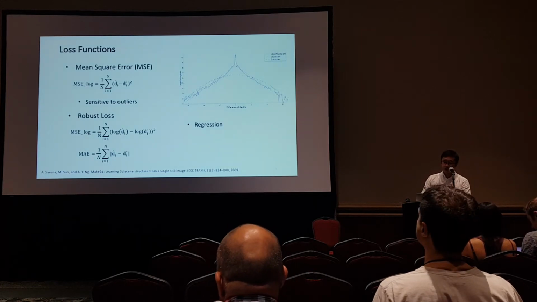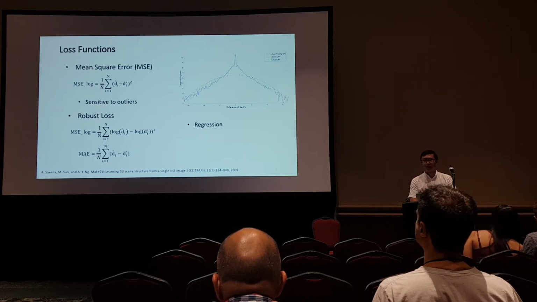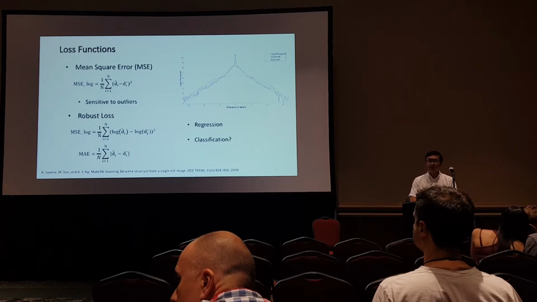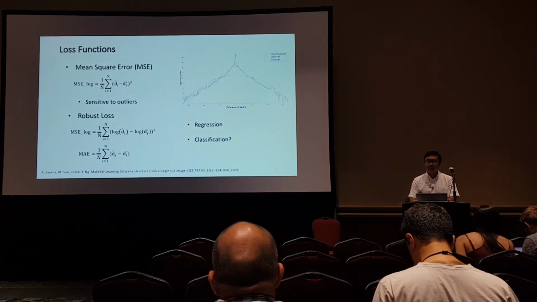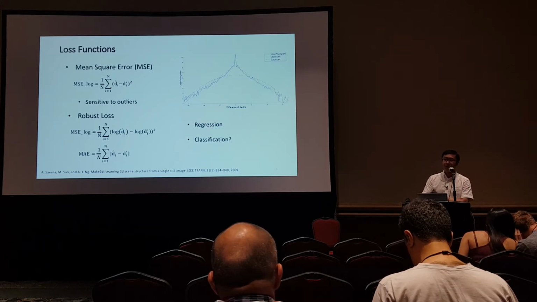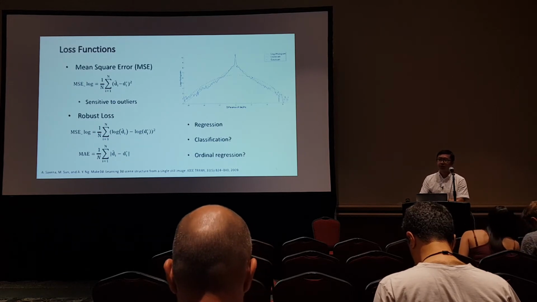All these losses are designed for regression. So how about discretizing the depth value into discrete values and then applying a classification network? This is our first attempt. Because classification completely ignores the ordering between the depth values, we finally decided to employ an ordinal regression loss for this problem.